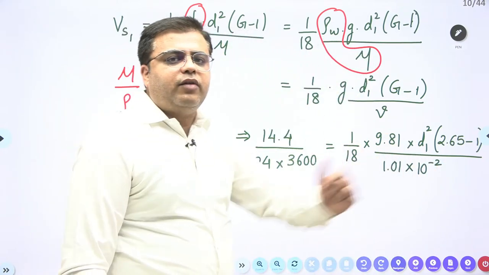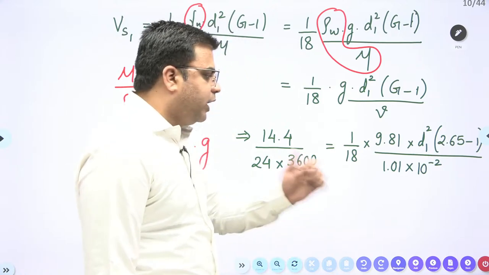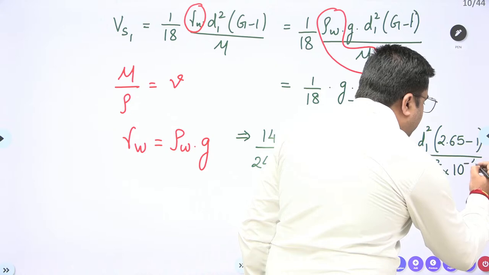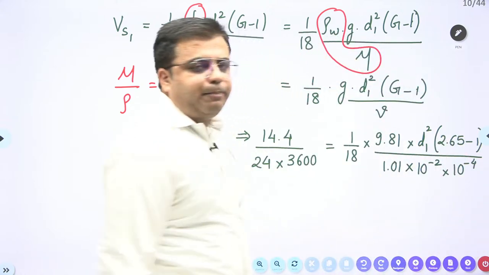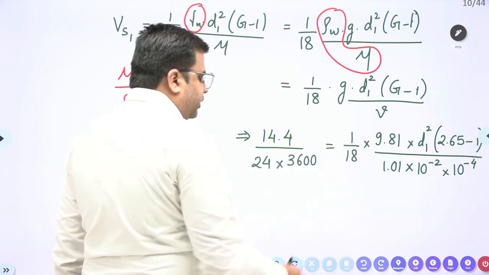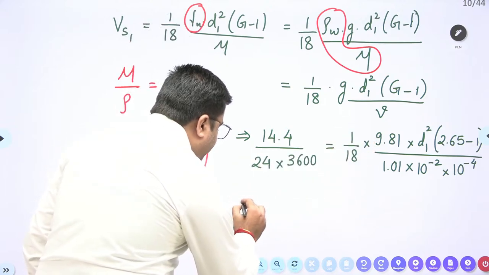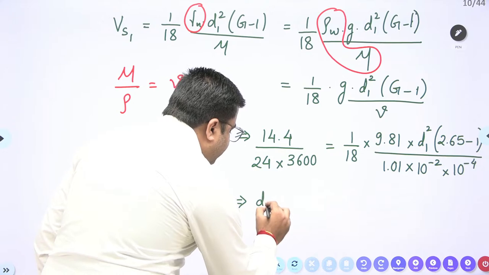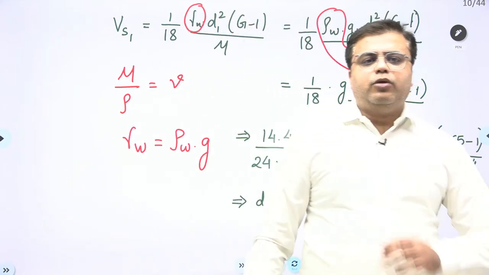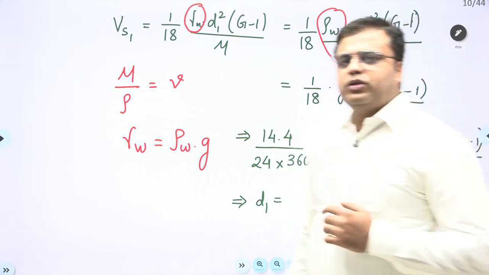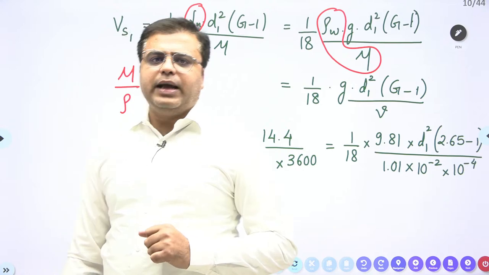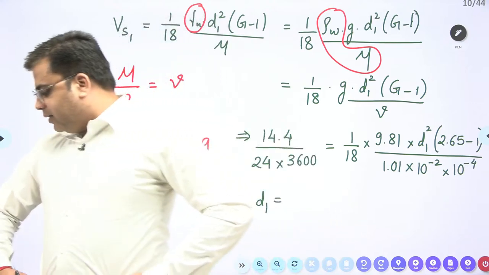In order to convert it into meter square per second, I have to just multiply it by 10 raised to power minus 4. So this is in meter square per second. Do the calculation and get me the value of D1, the size of the particle which will be removed by 80%.